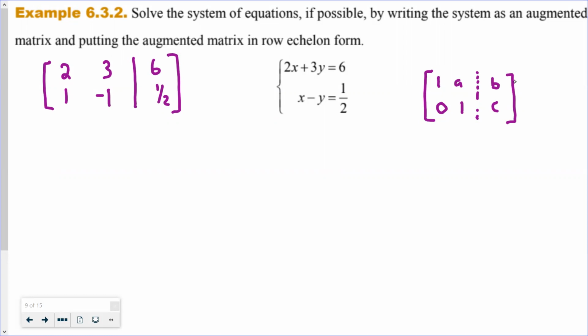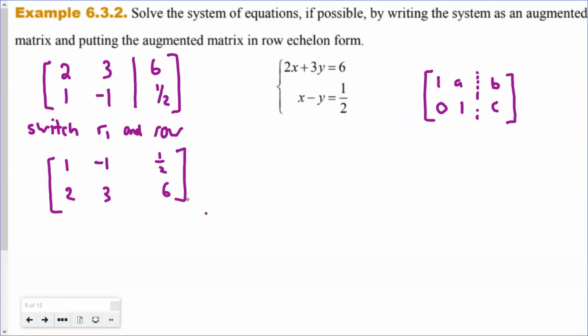All right, now I'm going to do the same thing I did last time with my first step. I'm going to switch row 1 and row 2. Looking at them, row 2 starts with the 1, and my goal is to get a 1 up top. So I'm just going to have them switch spots. So I get 1, -1, 1/2, and then 2, 3, 6, like that.